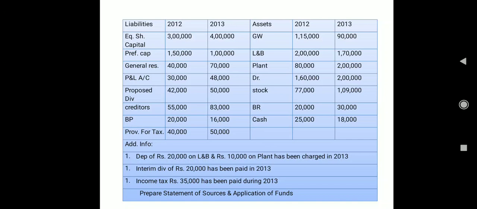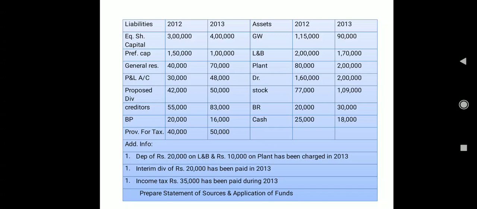Now the next item, income tax rupees 35,000 has been paid. Again, the last class notes. If anybody is wondering what the last class note is, kindly go for it and you will get the details. When we are treating provision for tax as a current liability, then any additional information related to tax, kindly ignore it.